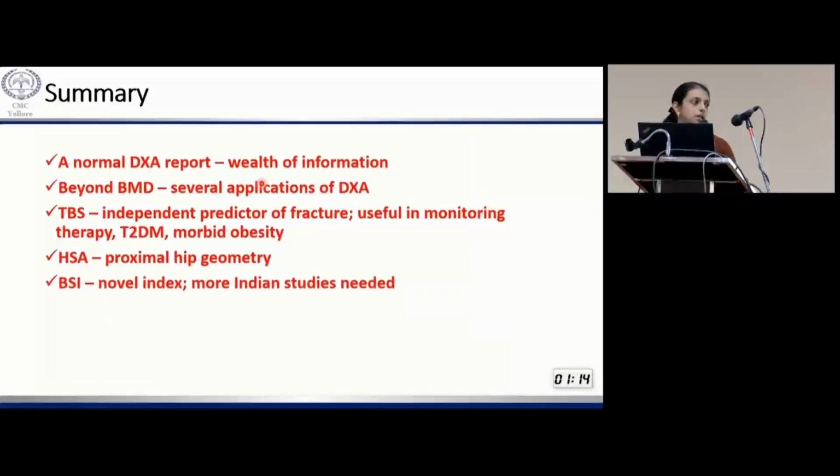So to summarize, a normal DEXA report has a wealth of information. Remember that beyond BMD, there are several other applications of DEXA that might be explored. TBS is an independent predictor of fracture. Proximal hip geometry can be achieved from densitometric images of the hip. BSI is a novel index, and more Indian studies might be needed in this regard.